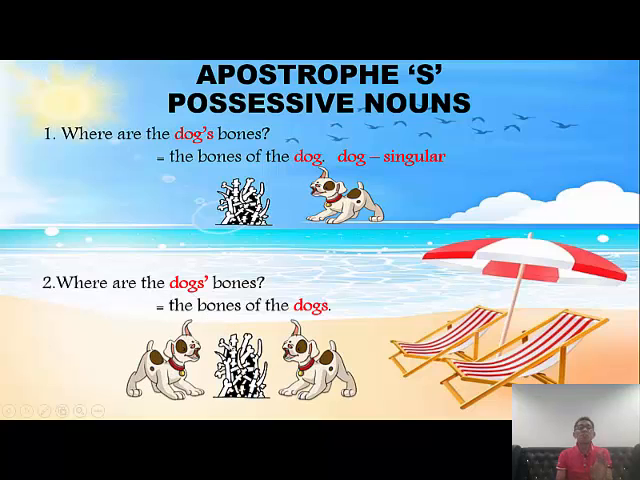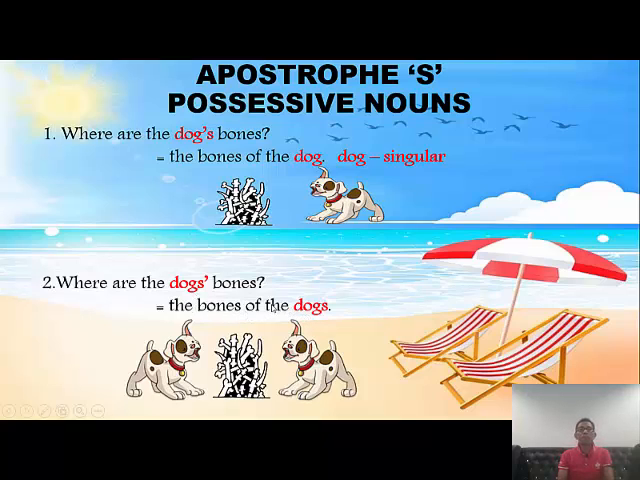Because it is not one dog but two dogs, so we write dogs with s, but for the apostrophe, we do not add another s. Okay, we write the plural form dogs and we put the apostrophe, and that's it. There's no need to put apostrophe and s. It has to sound like, where are the dogs' bones? They sound similar. All right, they sound the same. The bones of the dogs.